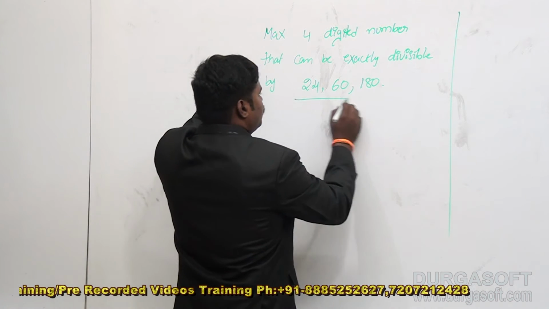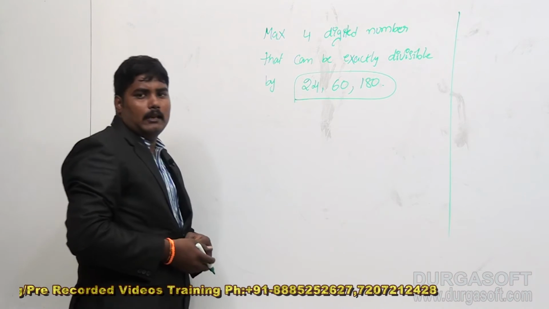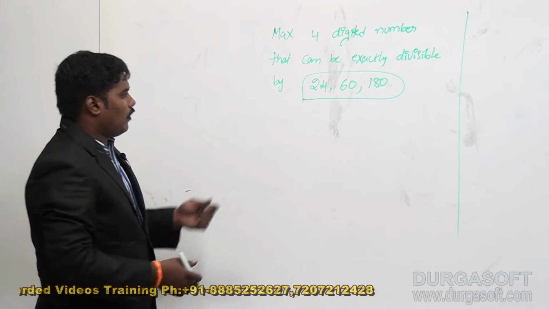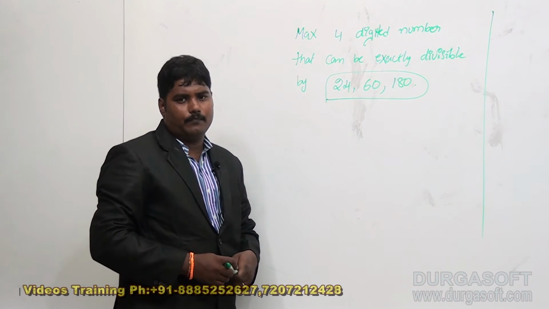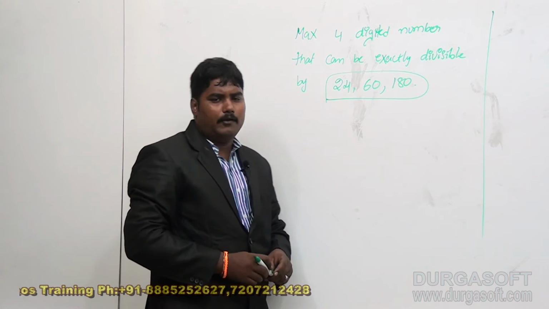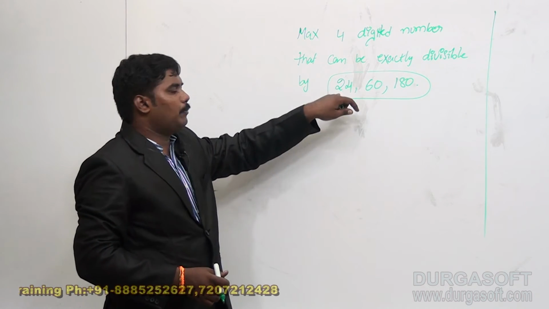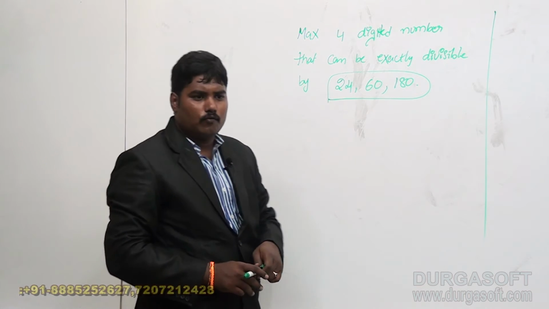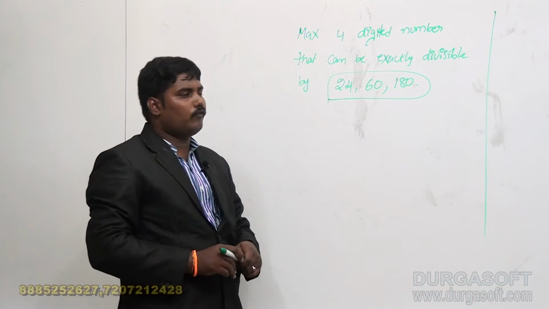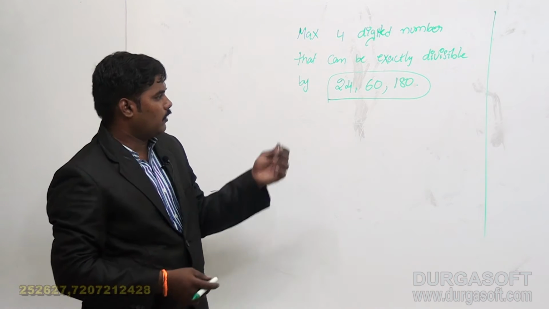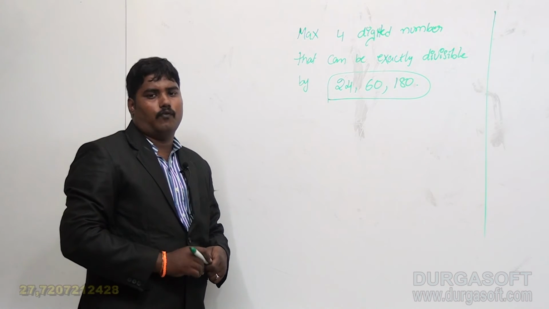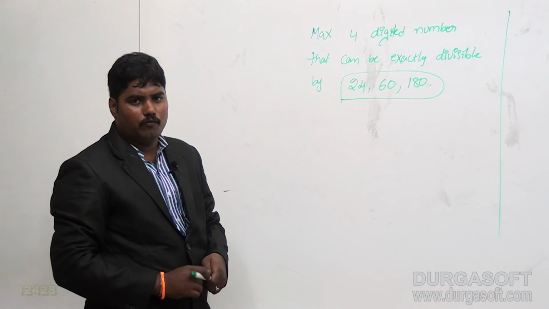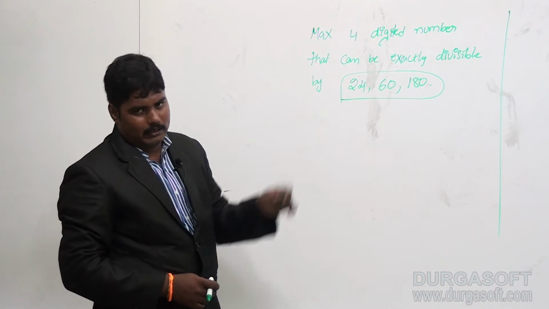That means first of all you should get the least common multiple of 24, 60 and 180. What is the LCM for 24, 60 and 180? So 180 into 1. Is 180 divisible by 24? 24 fives are 120, but not 180. 24 tens are 240. So 120, 240, there is no 180 there.